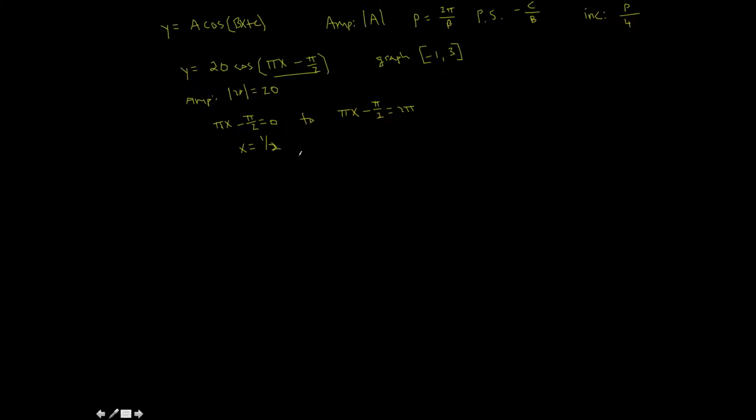And for this one, you get x equals 1/2 plus 2. Now, don't combine them just yet, remember. We're going to add 1/2 and 2 here in just a moment to get our cycle. But don't add those two together just yet. You want to keep them separated like this.